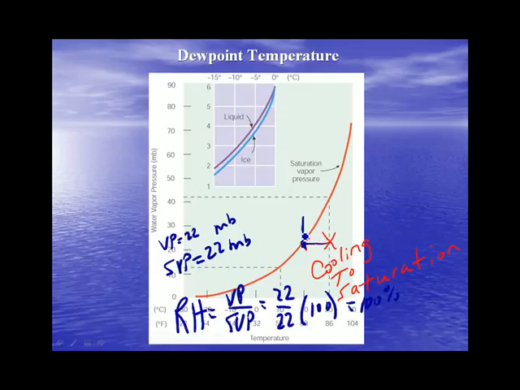This is what we define as dew point temperature. Dew point temperature is when we take an air parcel and we cool it to saturation. In other words, when we cool it, when it condenses, we call that the dew point temperature.